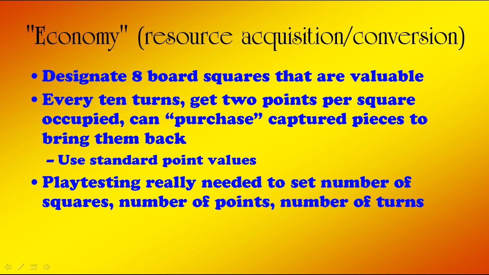The next structure is economy, the resource acquisition, resource conversion. The only economy we have in chess is when a pawn reaches the opponent's home row and can be changed into another piece. But how about this? Designate 8 squares on the board that are valuable, and then every 10 turns, however many turns, players get 2 points per square occupied, and then they can purchase their captured pieces back and put them back into the game using standard point values. So a queen would be 10 points.